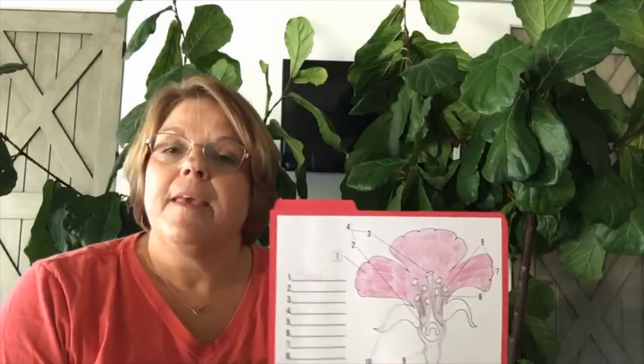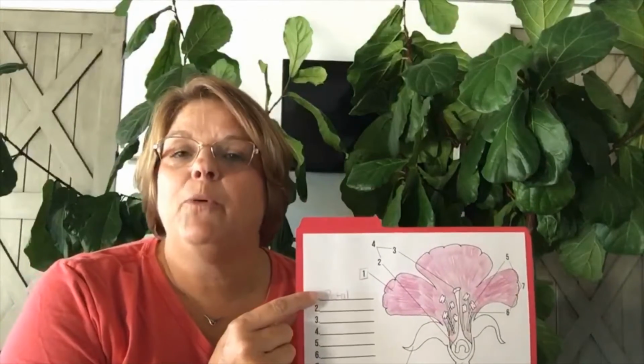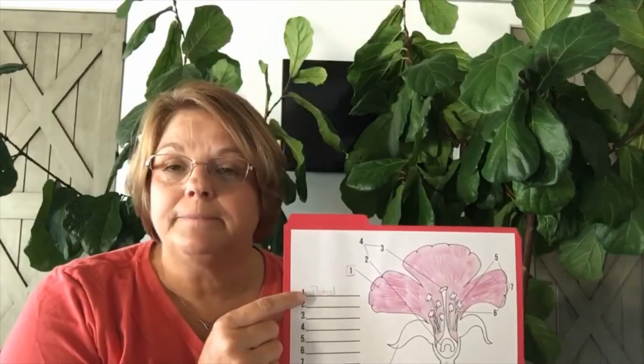Welcome back. Now we're ready for the discussion on how the parts of the flower work together in order to produce seeds. We are going to start with the petal. Petal is spelled P-E-T-A-L, and we're going to write that on line 1.